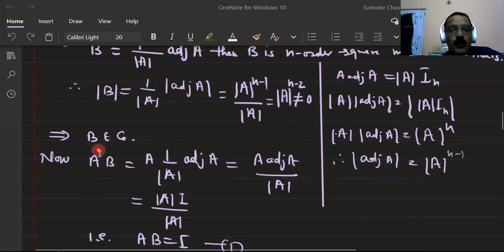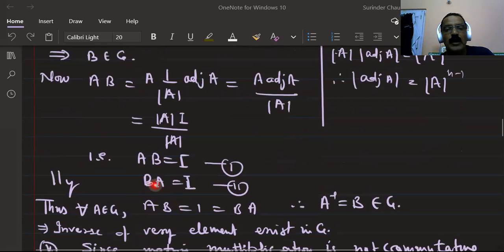Now we show that B is the inverse of A, from the definition of the inverse of a matrix which we have read. So now we'll find the product. A times B is equal to A times the adjoint of A divided by the determinant of A, which is the determinant of A times I over the determinant of A. Substituting the value, the determinant, a real number, cancels, and you get A times B equal to I. Similarly, we can prove that B times A is equal to I.